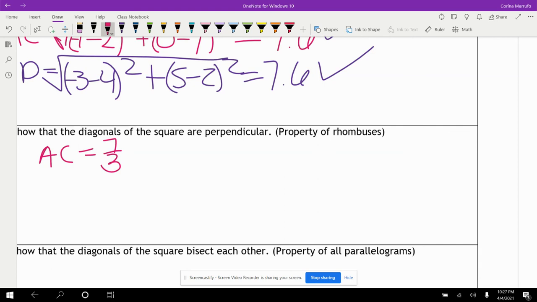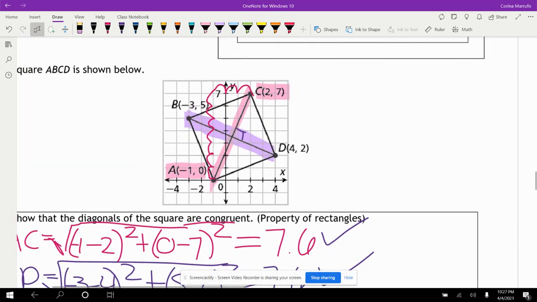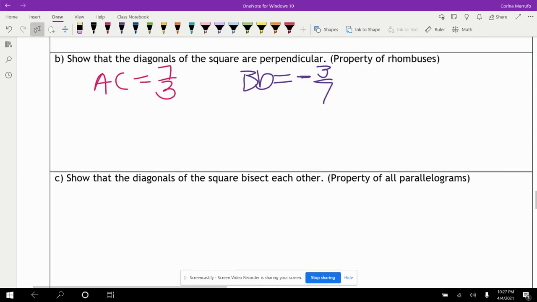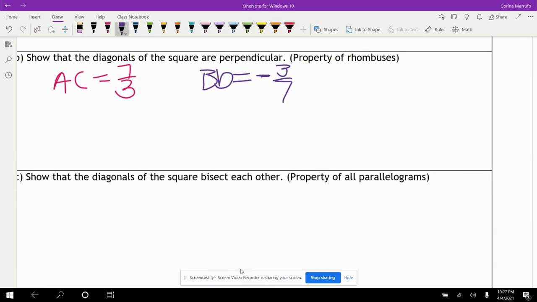And then the slope from B to D, in order for them to be perpendicular, it needs to be the opposite reciprocal. So the opposite would be the opposite sign, so it needs to be negative. And then instead of being 7/3, we would flip it. It would be 3/7. But let's go ahead and check it on the graph. So here from B to D, it goes down 3, 1, 2, 3. So far we're good. And then to the right, 1, 2, 3, 4, 5, 6, and 7. So they are perpendicular because the slopes are opposite reciprocals.